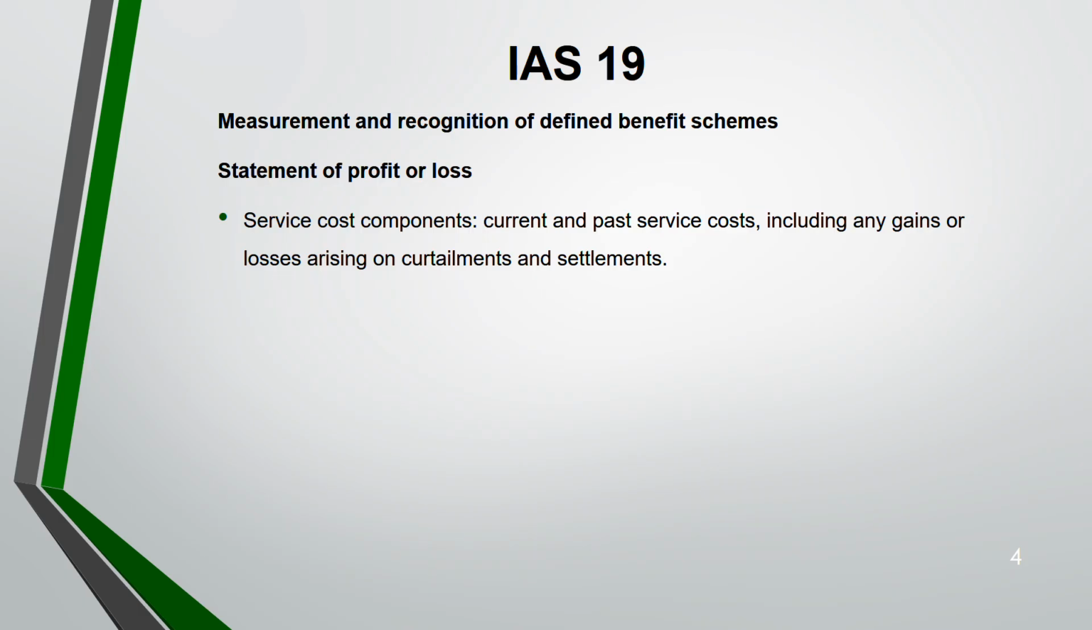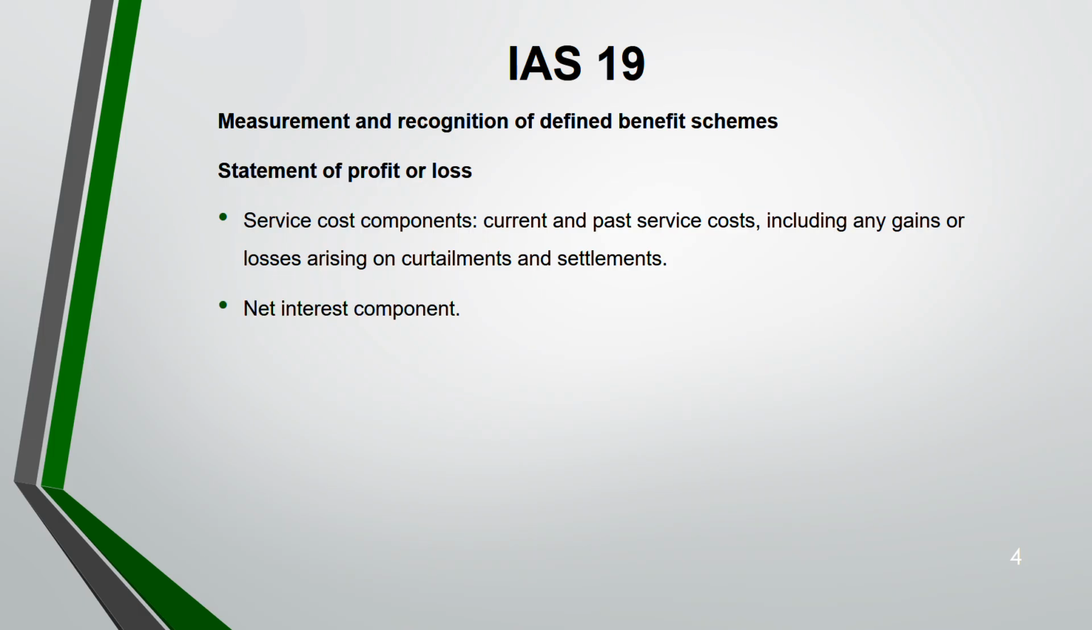In your statement of profit and loss, you will recognize the service cost: the current service cost and the past service cost. This will be given in the question. You only have to know where it will be recorded. So, current and past service cost will be recognized in your statement of profit and loss. Also, any gain or loss that arises on curtailment and settlement. What is curtailment and settlement? We'll see this shortly. Definitions of these terms are given. Any gain or loss from these will also be recognized in your statement of profit and loss.